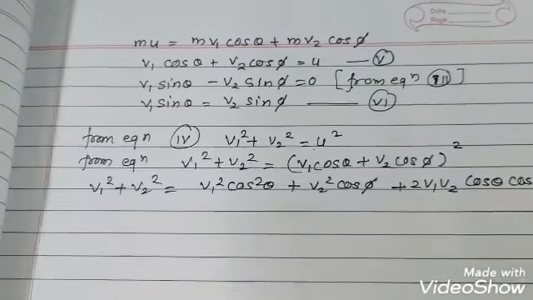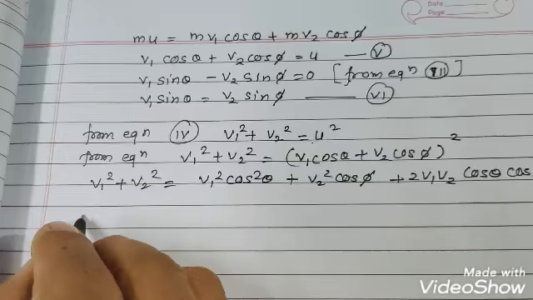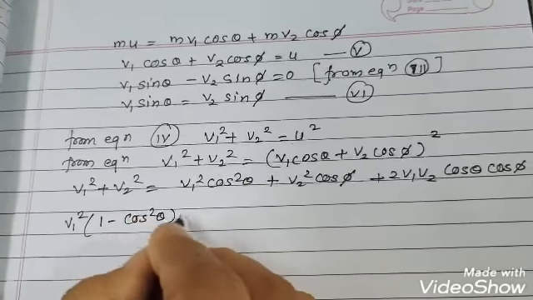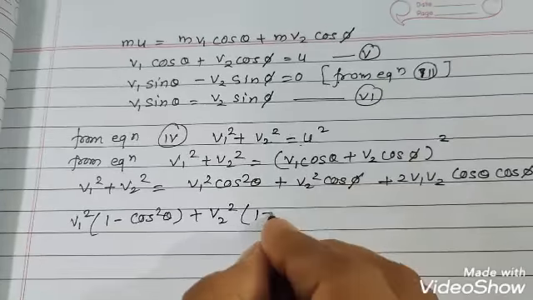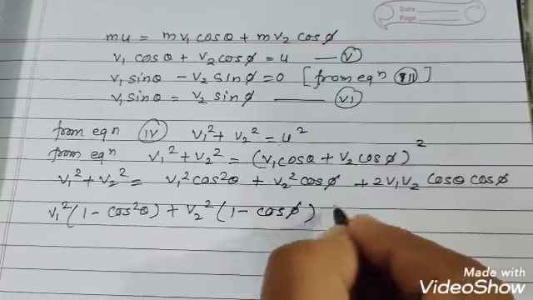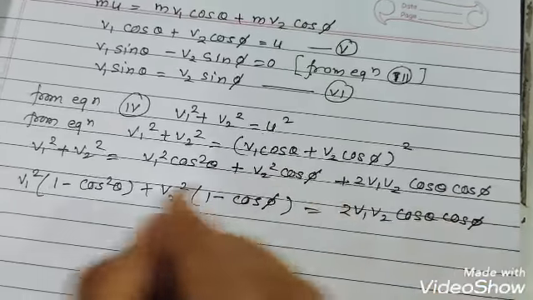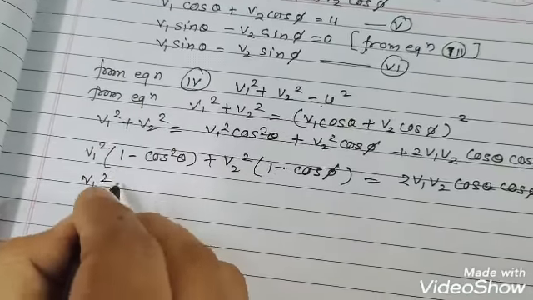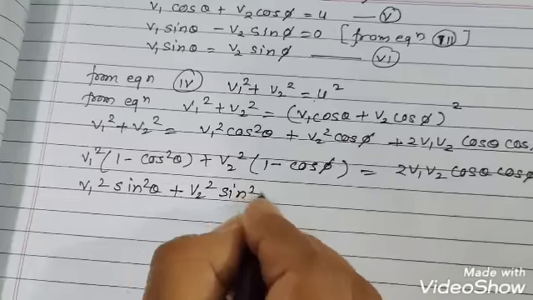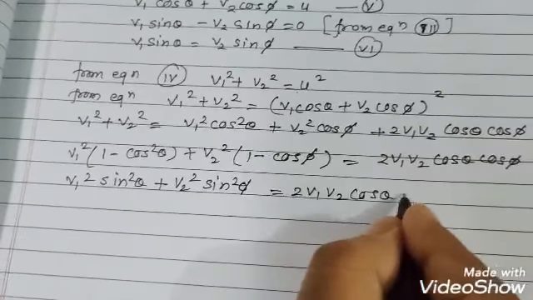Now if we transfer v1 square cos square theta this side and v2 square cos square phi this side, v1 square we take common, it is 1 minus cos square theta, plus v2 square in the bracket 1 minus cos square phi, and this is 2v1 v2 cos theta cos phi. Now v1 square into 1 minus cos square theta we can write as sin square theta, and here v2 square into 1 minus cos square phi we can write as sin square phi.